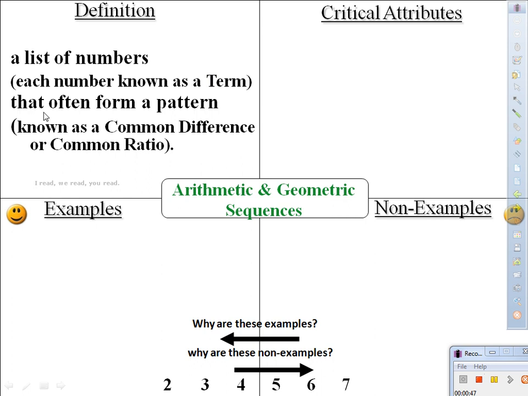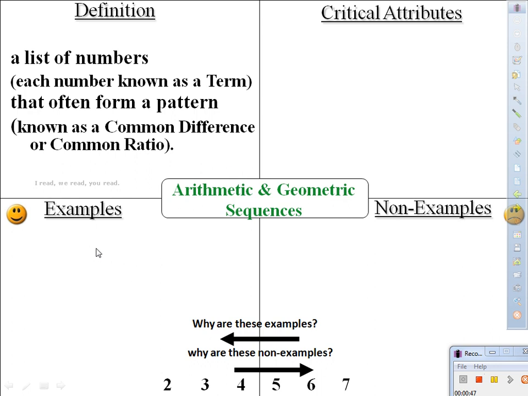What else? That often form a pattern. So a list of numbers that form a pattern. And what is a pattern called? It's known as a common difference or a common ratio. And I'll show you that in a little bit. So the full definition again for arithmetic and geometric sequences is a list of numbers, in parentheses, each number is known as a term, that often form a pattern. And the pattern is known as a common difference or a common ratio. And I'll show you what each one of those means.